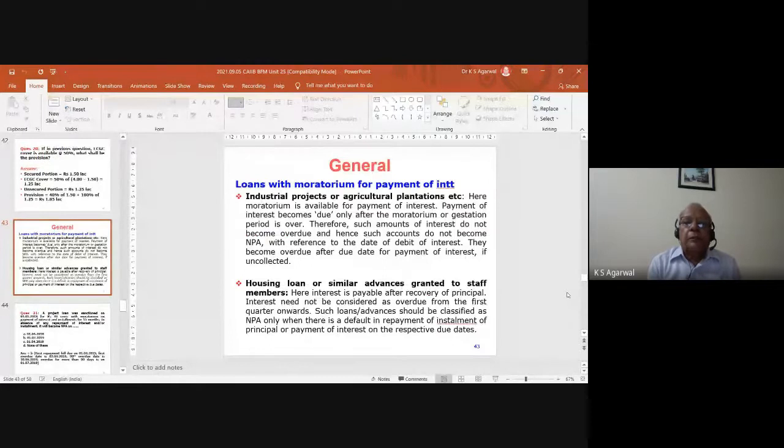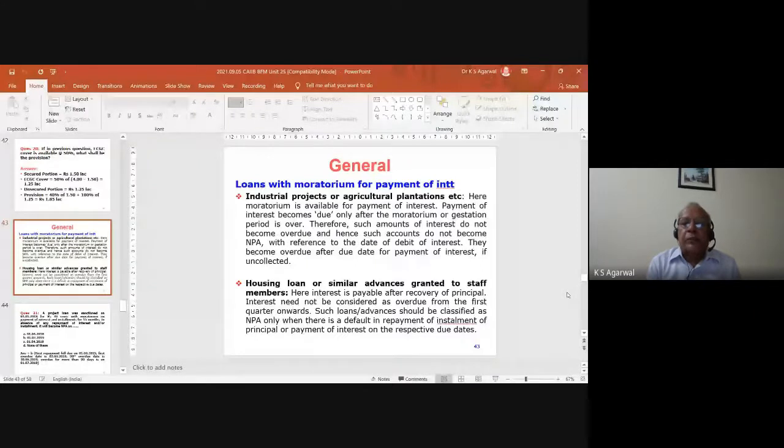Now some general provisions are also there. Sometimes we make advances and we say there is a moratorium for payment of interest, like industrial projects or an agricultural plantation. Here moratorium is available for payment of interest. Payment of interest becomes due only after the moratorium or gestation period is over. Therefore, such amounts of interest do not become overdue, and hence such accounts do not become NPA with reference to the date of debit of interest.